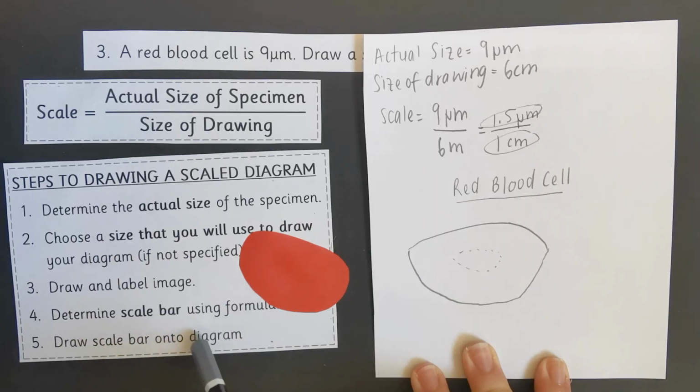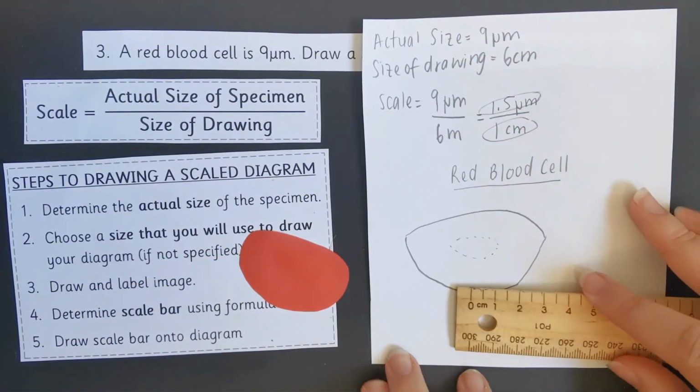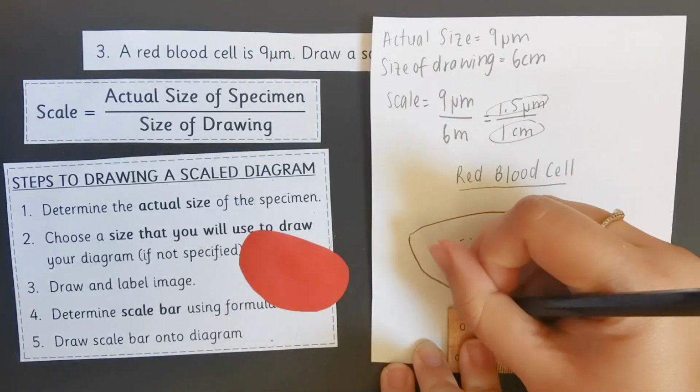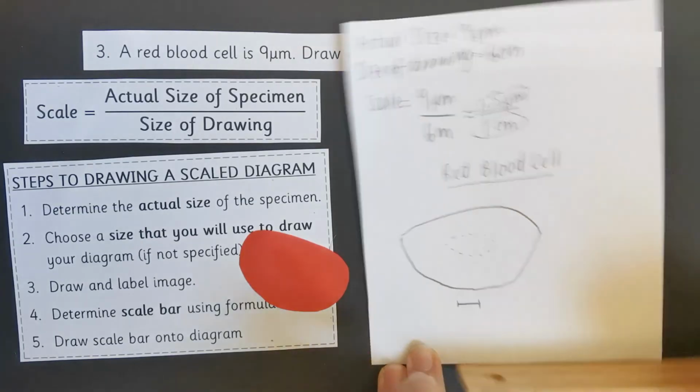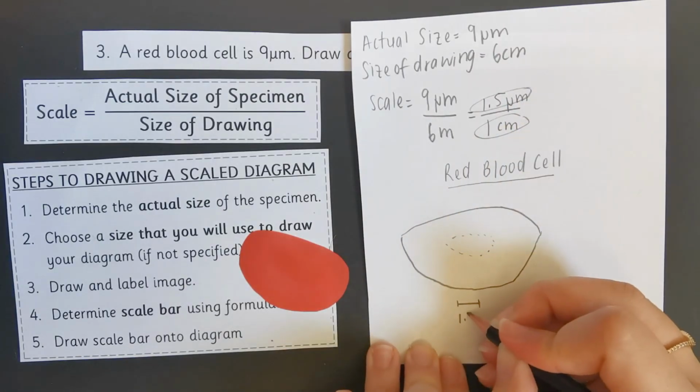All right, now lastly, we need to draw our scale bar onto the diagram. So we know our scale bar is 1 centimeter long. So again, we get our ruler and we make sure we draw a line that is 1 centimeter in length. And that 1 centimeter represents 1.5 micrometers. So let's write that underneath our scale bar.